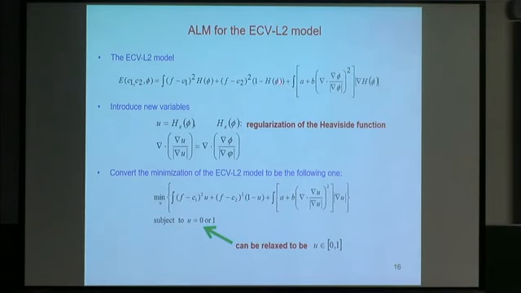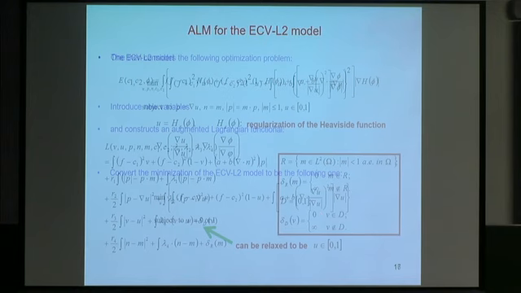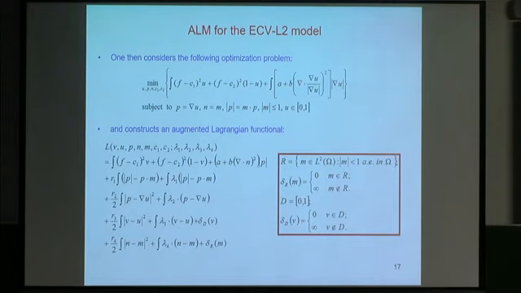In this way, we can rewrite this: use u to replace the previous H of phi, and then replace this one and this term. So everything can be written in terms of u. Here we should require that u be 0 or 1, but we can relax this to the interval between 0 and 1, so it becomes a convex problem. Okay, so based on the idea of the augmented Lagrangian for the previous Euler elastica, we can rewrite this optimization problem and also develop this augmented functional.